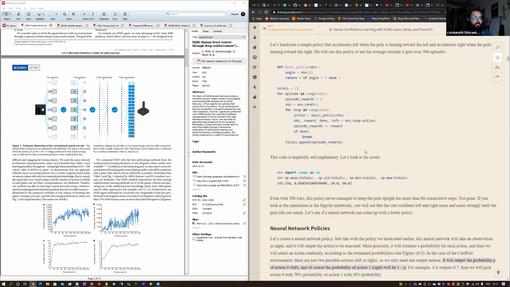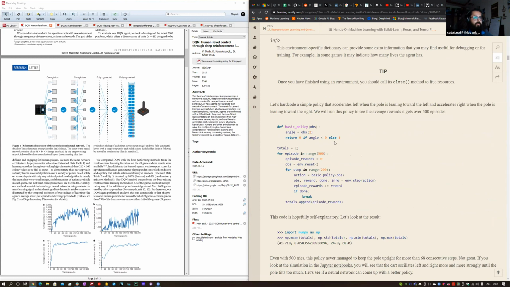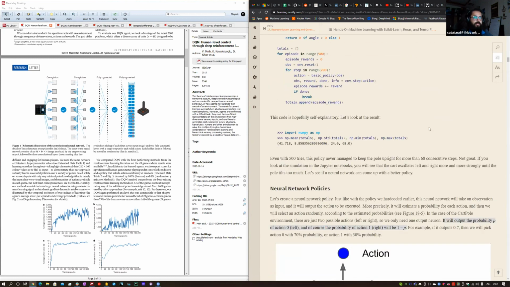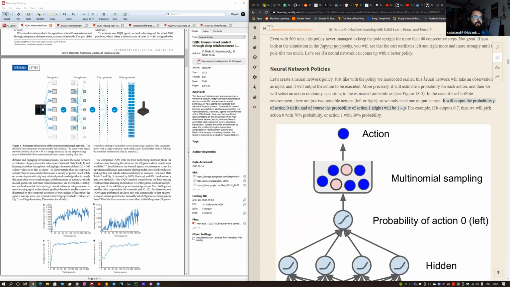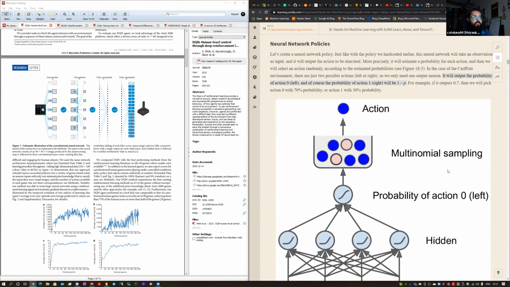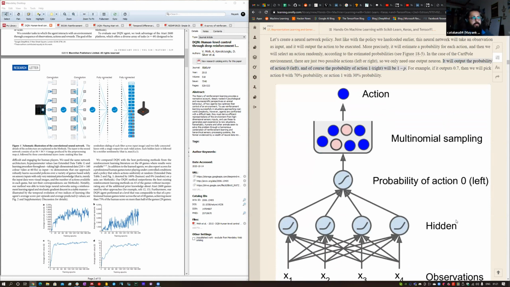Since these policies are hard-coded based on those particular values that we return, that is 0 if angle is less than 0 or 1. So we have hard-coded here. We would like this neural network to take an observation as an input and output an action to be executed with respect to those estimated probabilities. So here, instead of hard coding, we have a multinomial sampling in which we take a particular estimate of a probability into account, and then we take the action based on that.